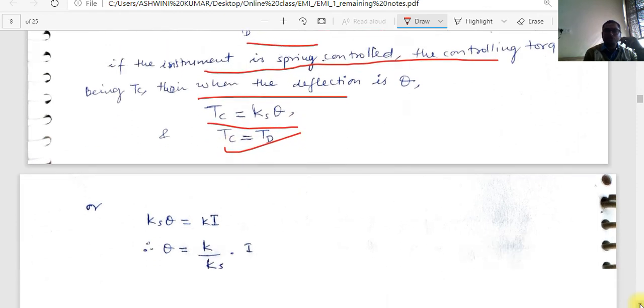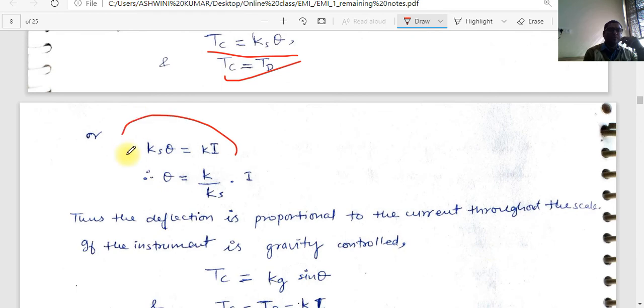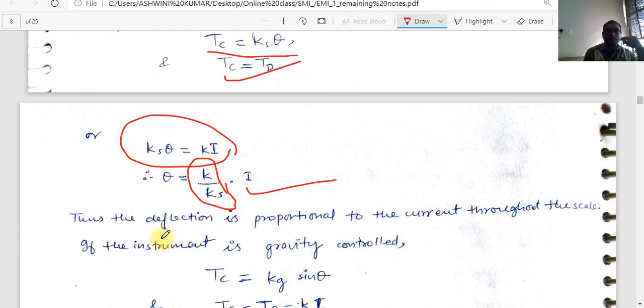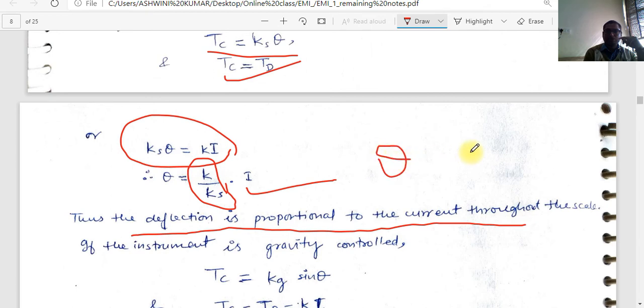Tc is equal to Td. We can put here Ks theta is equal to KI, which means theta is equal to K by Ks into I. Thus, the deflection is proportional to the current. We can check here theta is proportional to I, and thus the deflection is proportional to the current throughout the scale.